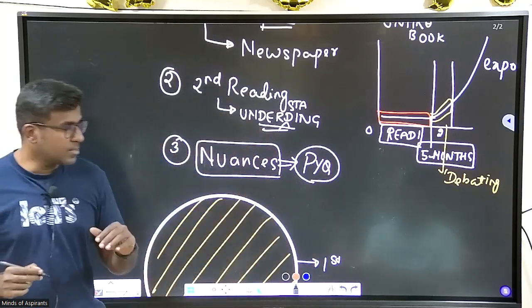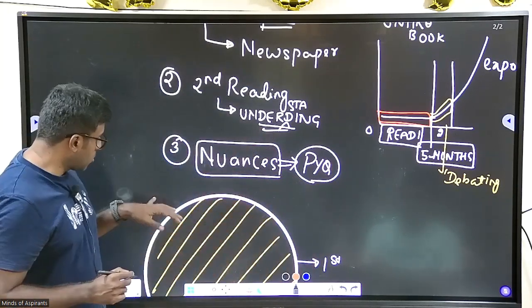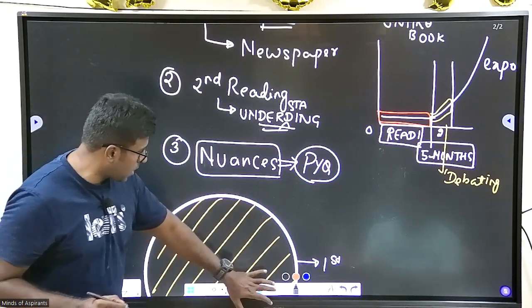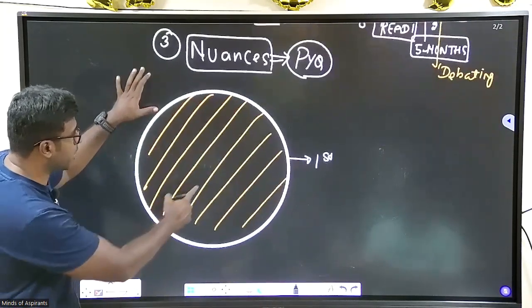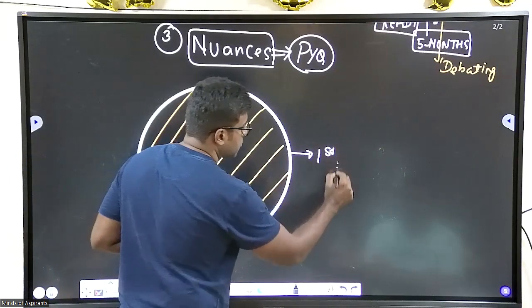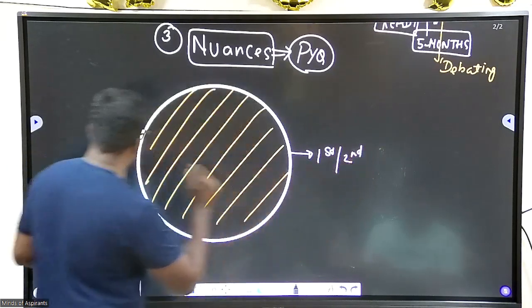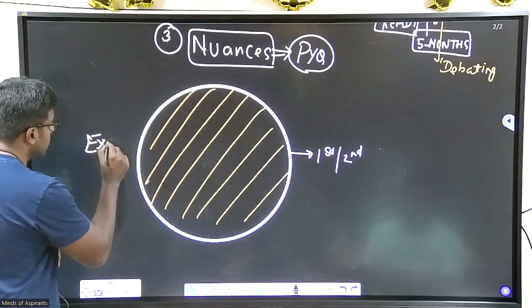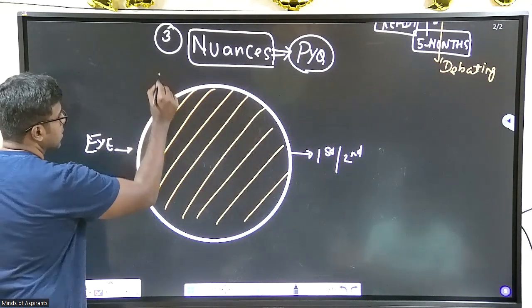Okay, you look at the whole issue. You are looking at this whole issue. You have finished the first and second readings. You are looking with your eye at polity. See, this is Lakshmikant and polity.